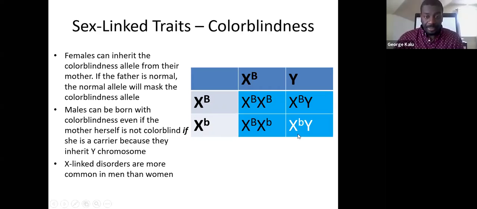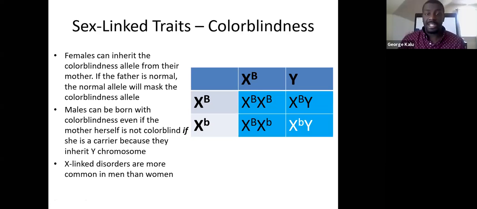So that being said, and we'll talk about this more in detail in class after we come back from spring break, males can be born with color blindness, as we see here, even if both parents have normal color vision. That's going to be due to just inheriting the Y chromosome from their dad. X-linked disorders, which are usually going to be recessive, are more common in males than in females. So color blindness, for example, is going to be more common in men than females.